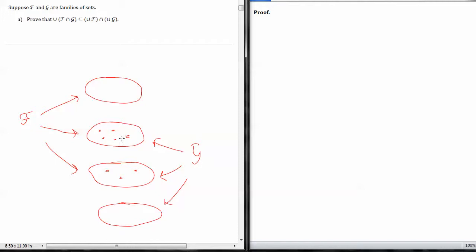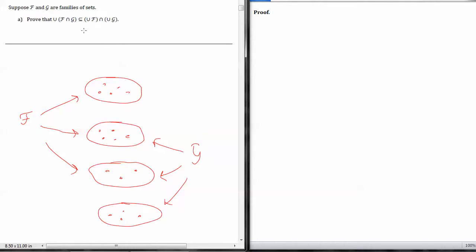Okay. But yeah, these points are certainly in the union of F, right? In fact, these points together with whatever elements are in this set up here would be the union of F, right? And the union of G would be all these 8 elements plus whatever elements are down in this set. Those elements would form the union of G. And so these 8 elements in the middle here are certainly in both union of F and union of G. And so this is true.